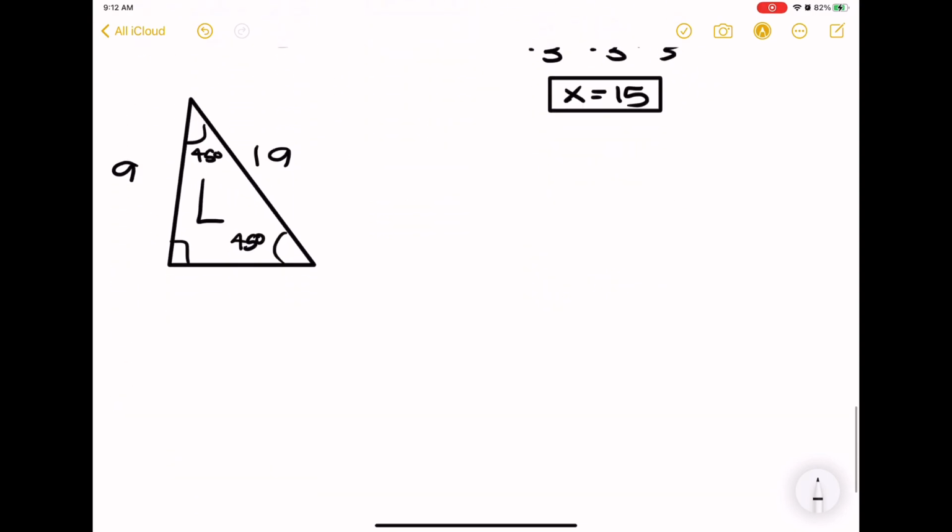And lastly, for the last problem, the two angles are the same, meaning the sides are the same, so the missing side is 9.